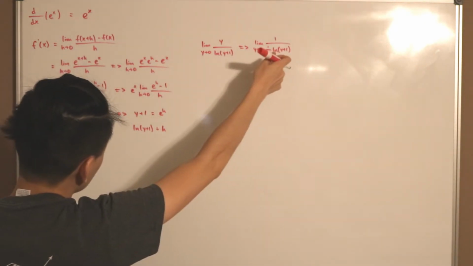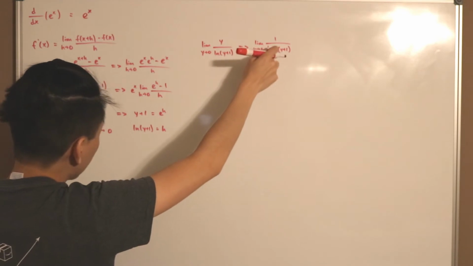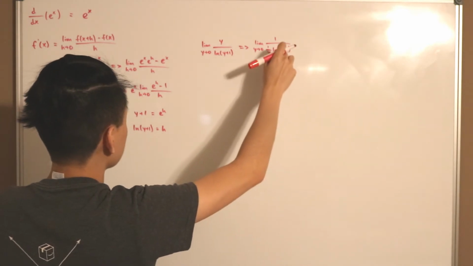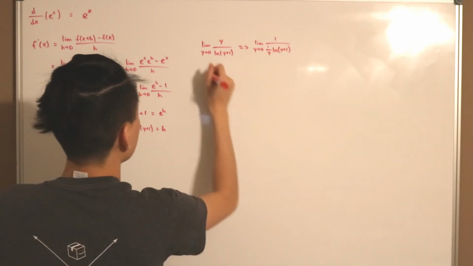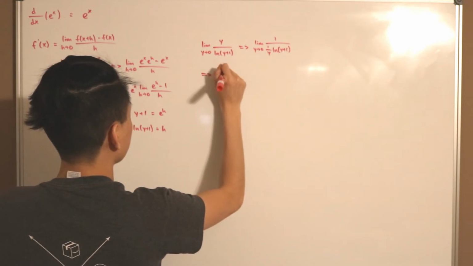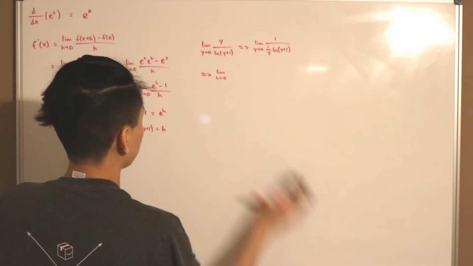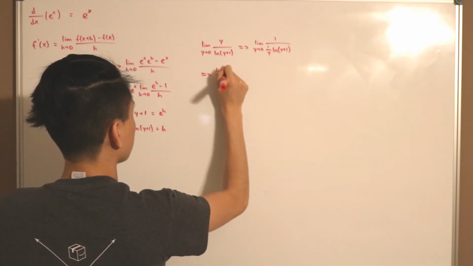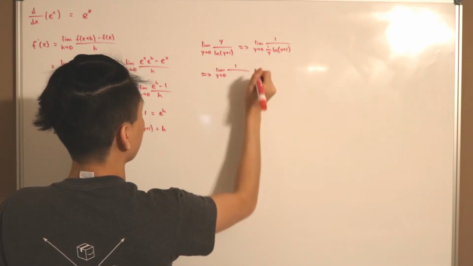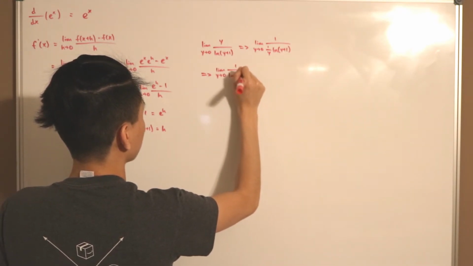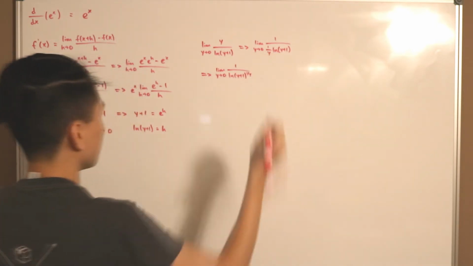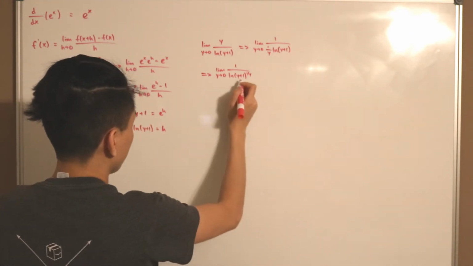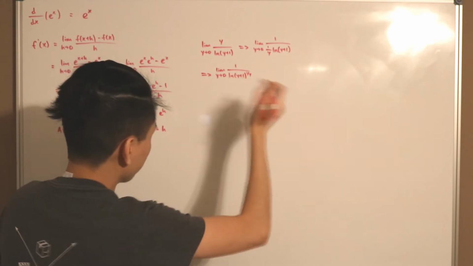And using natural log rules, the 1 over y in front of the natural log is treated as an exponent on y plus 1. So we can write this as the limit as y approaches 0 of 1 divided by the natural log of y plus 1 raised to the 1 over y. An important thing to observe is that, ignoring the natural log, we have y plus 1 raised to the 1 over y.